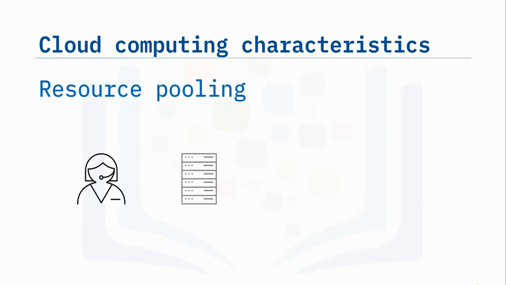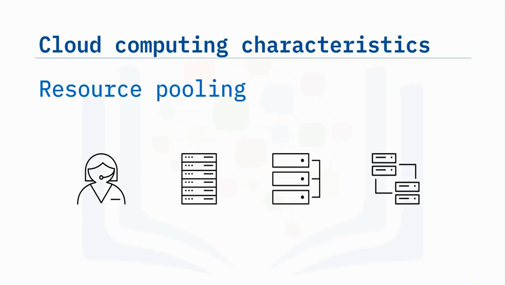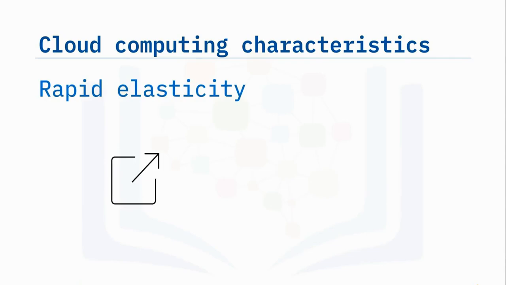Resource pooling is what gives cloud providers economies of scale, which they pass on to their customers, making cloud cost-efficient. Using a multi-tenant model, computing resources are pooled to serve multiple consumers, and cloud resources are dynamically assigned and reassigned according to demand, without customers needing to know the physical location of these resources. Rapid elasticity implies that you can access more resources when you need them and scale back when you don't, because resources are elastically provisioned and released.